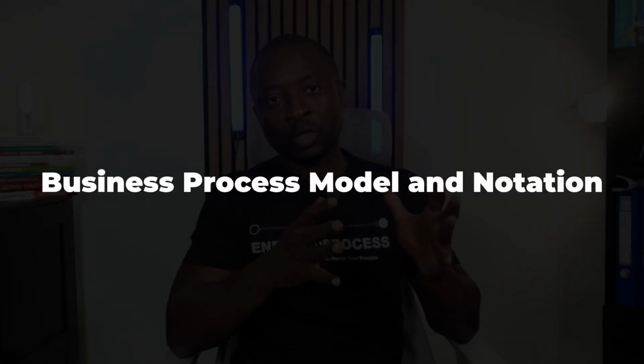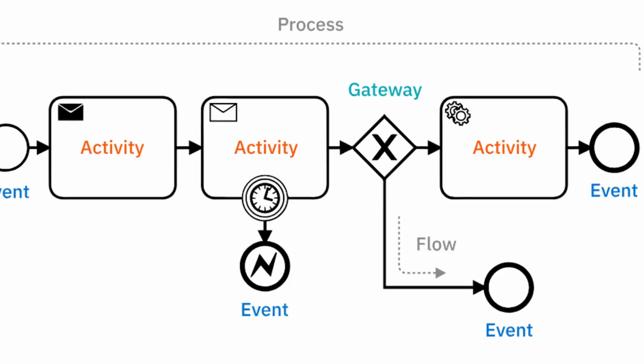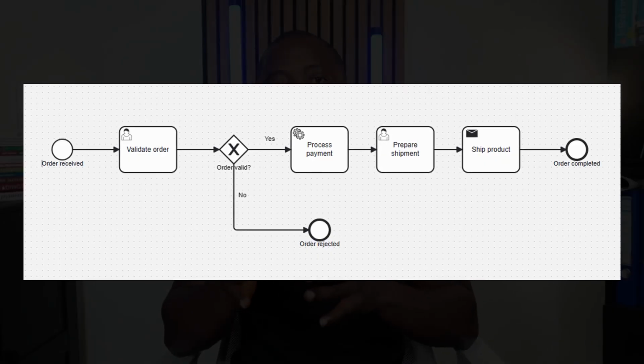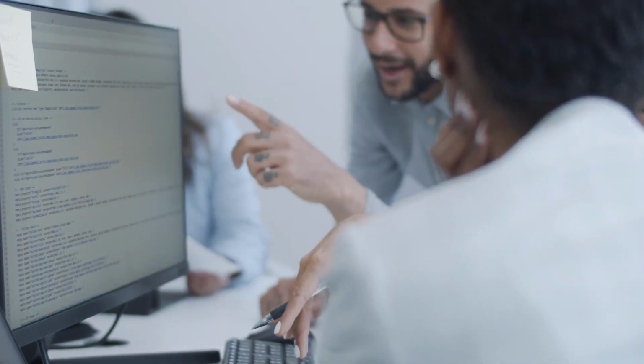So let's go. First of all, what is BPMN? Business Process Model and Notation. It's an international standard that allows you to visually represent a company's processes, like a customer order or project validation. The idea is to make these processes clear for everyone: technical teams, managers, and even those who have never heard of modeling.